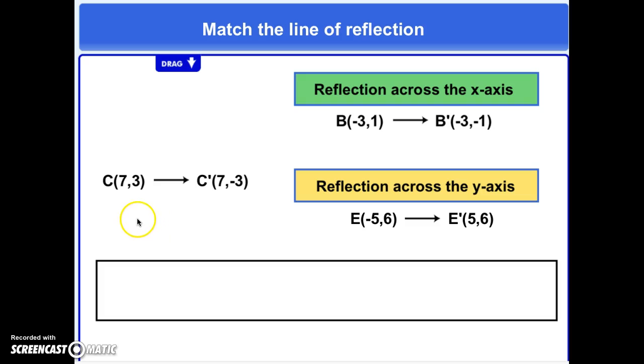See if you can determine what axis point C was reflected over. You should see that point C, the x-coordinate, stayed the same as 7, and therefore, because the x-coordinate stayed the same, it was reflected over the x-axis.